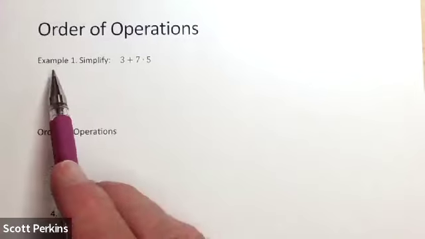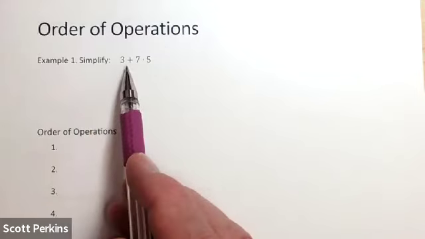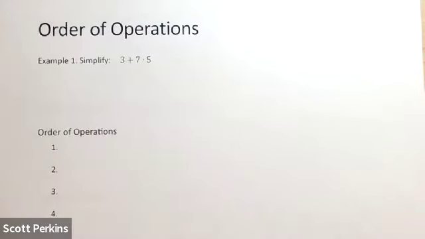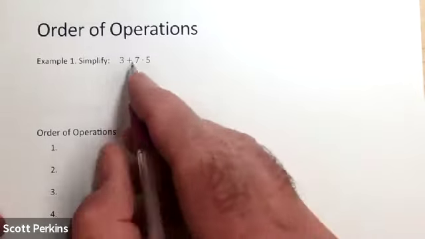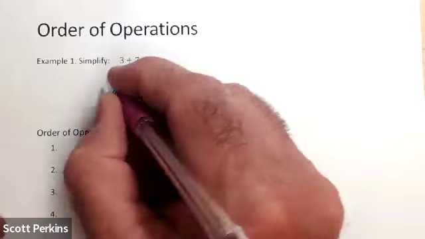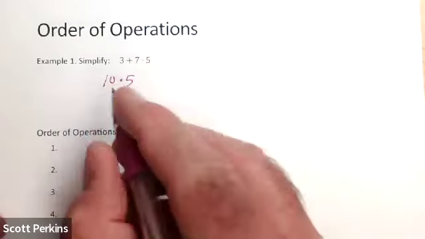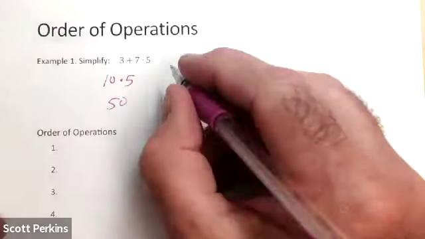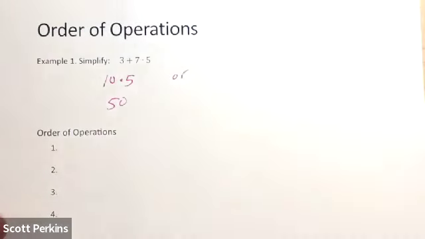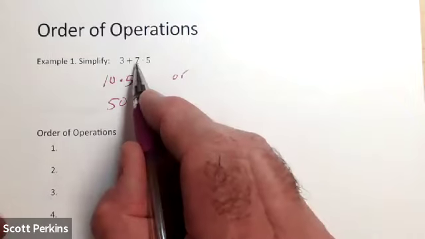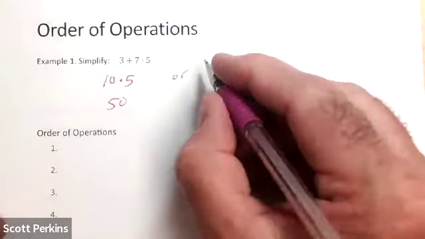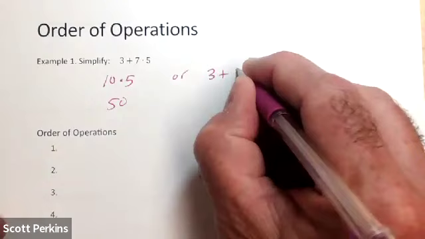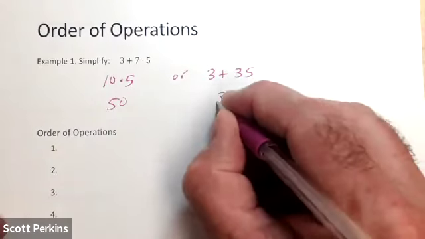So for instance, look at this first example. I've got 3 plus 7 times 5. There are two ways you can do this, and we're going to get different results. Let's say I did 3 plus 7 first. 3 plus 7 gives me 10, and 10 times 5 is 50. But what happens if I do the multiplication first? 7 times 5 is 35, so I have 3 plus 35, and 3 plus 35 is 38.